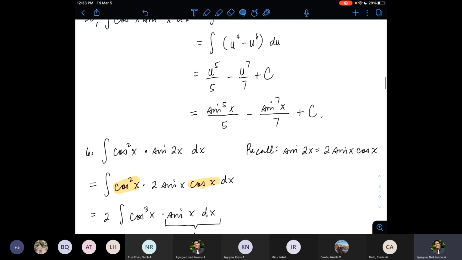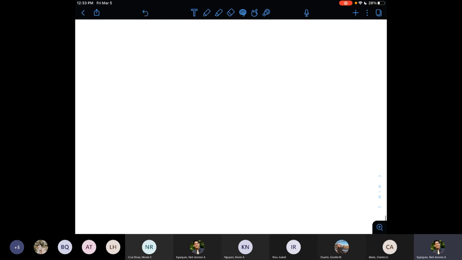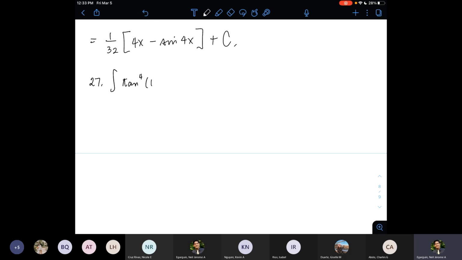Okay, so let's try specific examples. Let's try problem 27. So for problem 27, we have tangent to the fourth of pi x, secant to the fourth of pi x dx. Again, this is an example where the argument of the trig functions is not simply x, it is pi x, but the good thing is that it is uniform between the two trig functions, right?